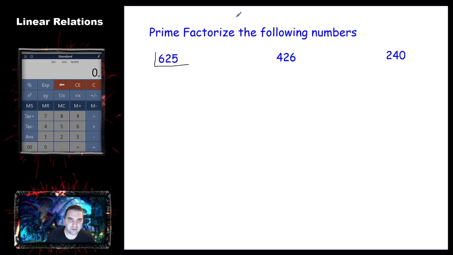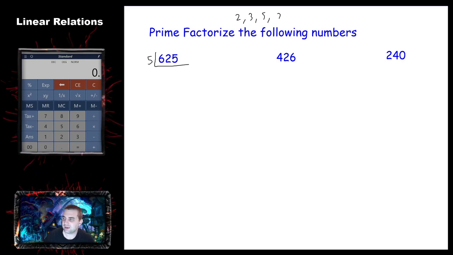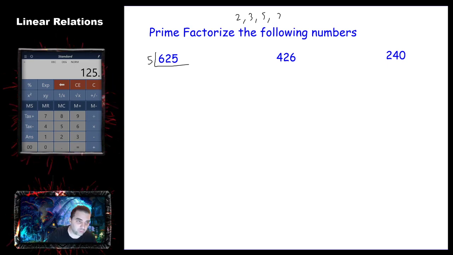So I look at these and I remember that I'm looking at 2, 3, 5, 7, and so on. 2, no, not going to happen. 3 could happen, but 5 is an easy number. Let's go with that. So let's do 5 because I can definitely divide 625 by 5. And I will get 125.